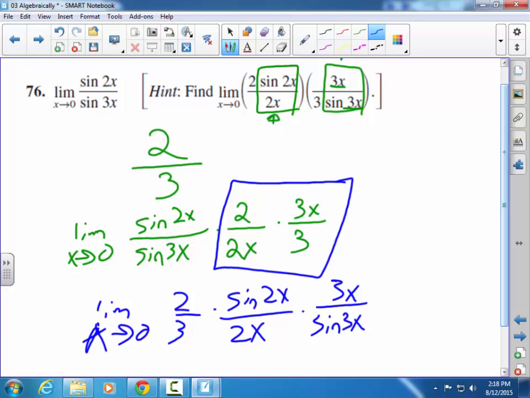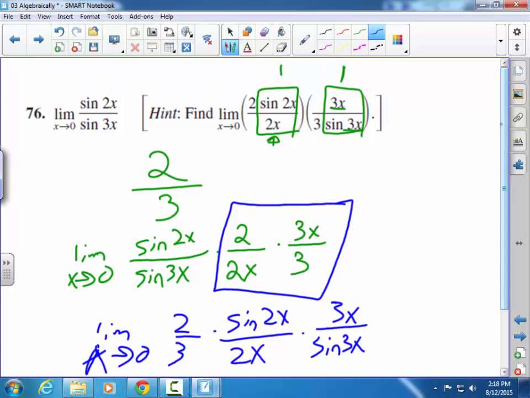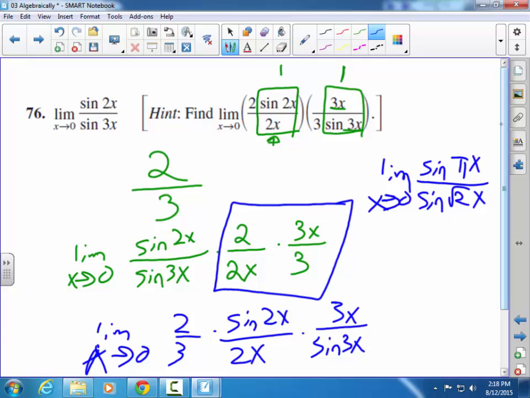I want you to remember that if you see something like this, the limit as x approaches 0 of the sine of pi x over the sine of the square root of 2x, what's the answer? Pi over the square root of 2. I want you to remember this. That's the answer to this problem.